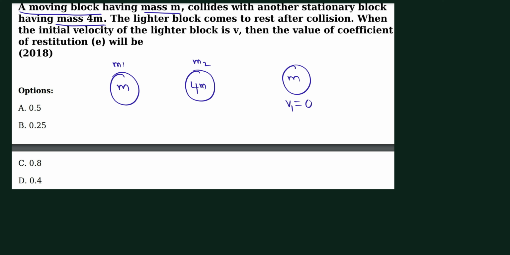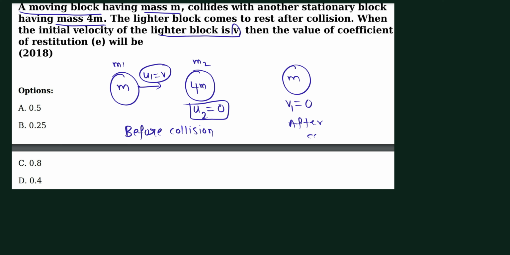Then, the initial velocity of the lighter block, the starting velocity, u1, is equal to v. And it is a stationary block, so the u2 value is 0. This is before collision.